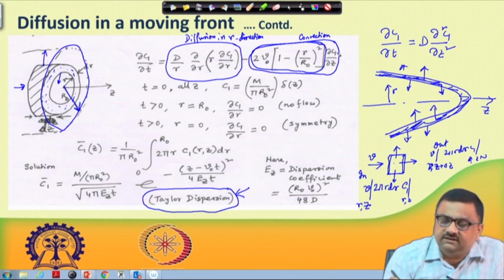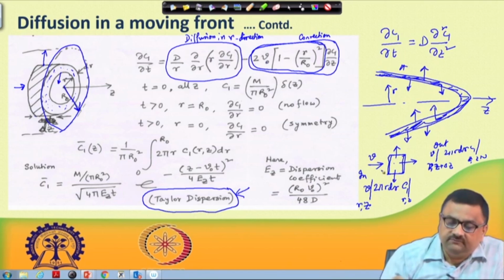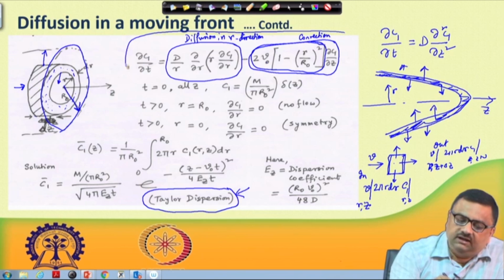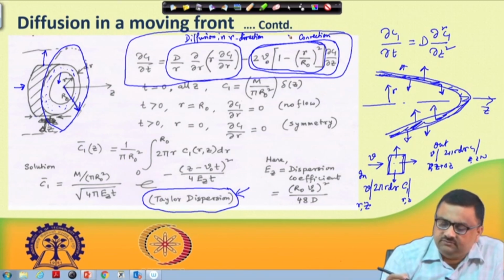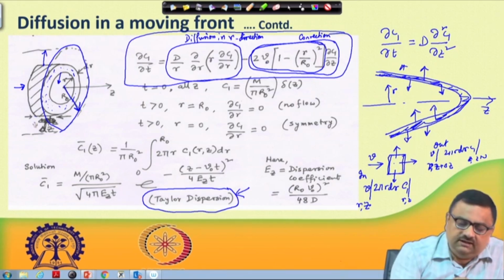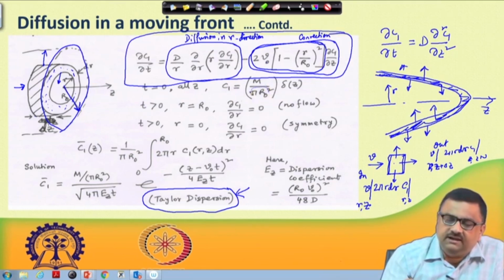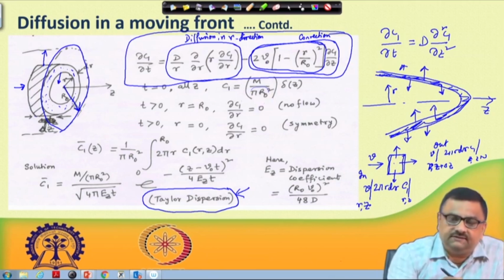So, this is V del C1 del Z, this term will come here, it has to happen, because this in minus out has to be accounted, and this is the diffusion in R direction. So, one has to solve this equation. What Taylor has done is Taylor has solved this equation, and Taylor has used these boundary conditions: at t equal to 0 for all z, that means time when you start, this is a Dirac delta function, m by pi r naught square, that is the area. That is the cross sectional area.